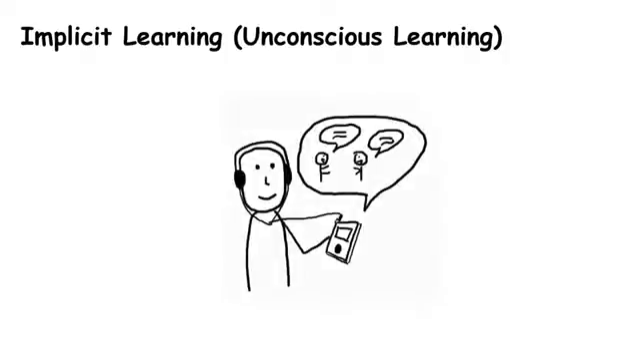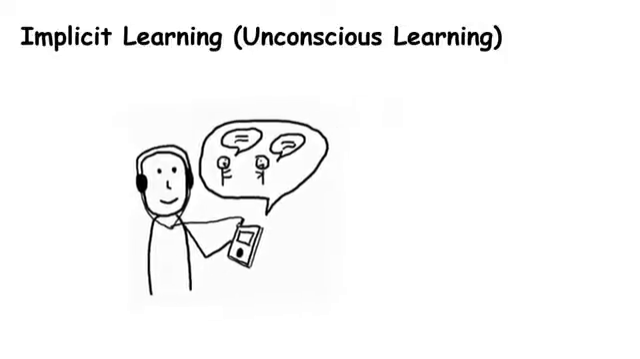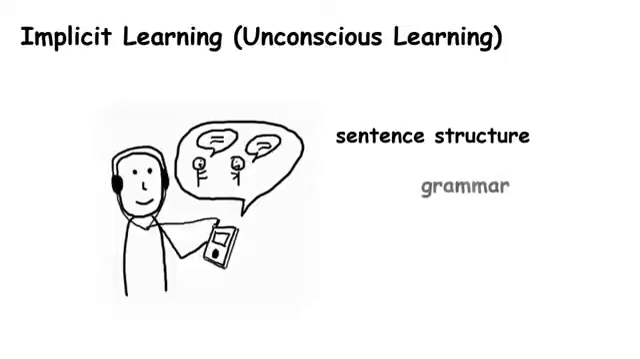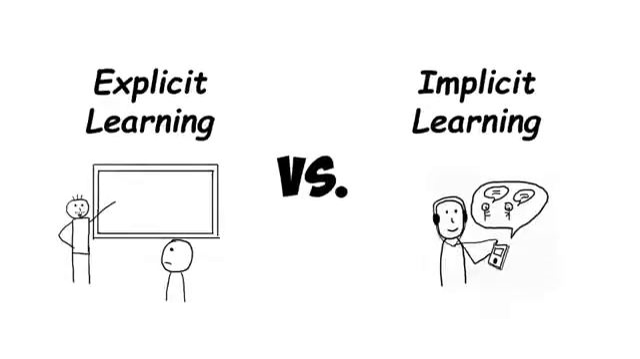When you listen to a conversation, your main goal is not to learn English, but to understand the conversation. But by doing the activity, you're simultaneously learning English. You may not realize it, but you're learning many aspects of the English language, the sentence structure, the grammar, the vocabulary, and so on. So we can learn English in 2 different ways, either explicitly or implicitly. The question is, which way of learning is better?